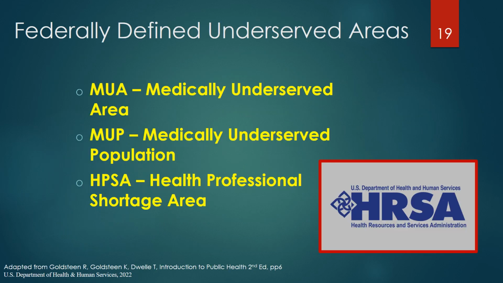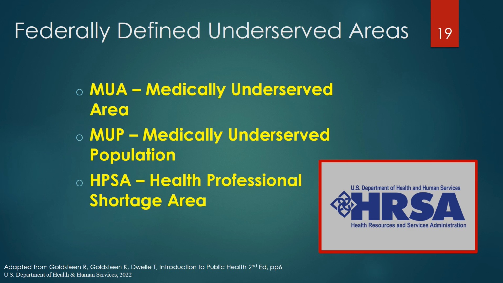An example of public health's interest in secondary and tertiary prevention is reflected in the U.S. Department of Health and Human Services' Health Resources and Services Administration, HRSA, designation of medically underserved areas, MUAs, medically underserved populations, MUPs, and health professional shortage areas, HPSAs. Medically underserved areas or populations are areas or populations designated by HRSA as having too few primary care providers, high infant mortality, high poverty, or a high elderly population.